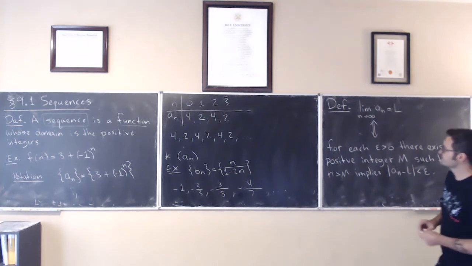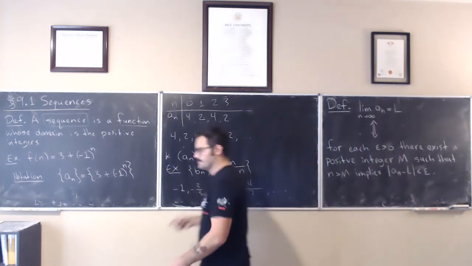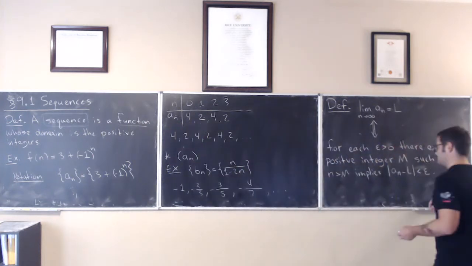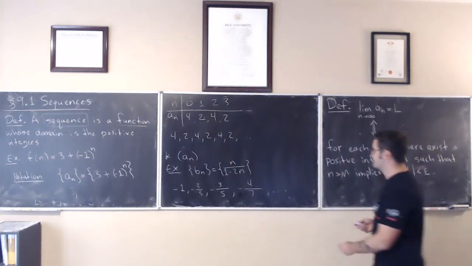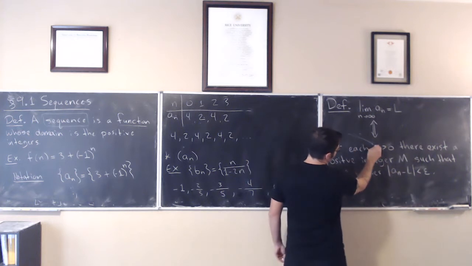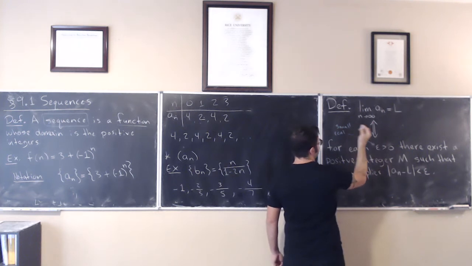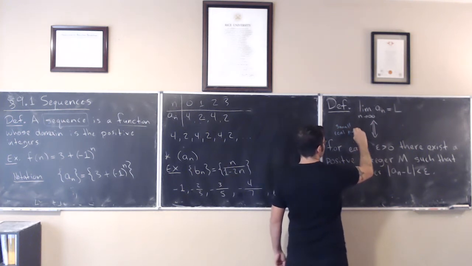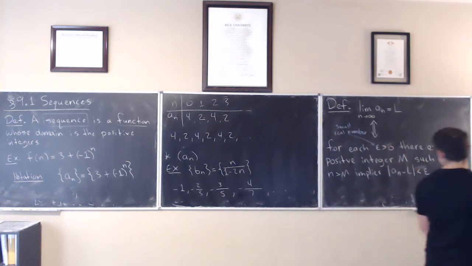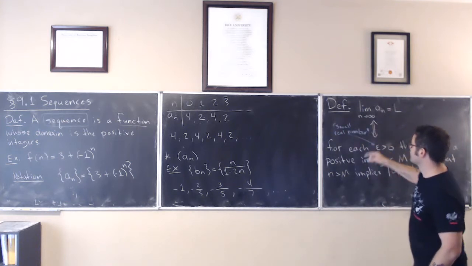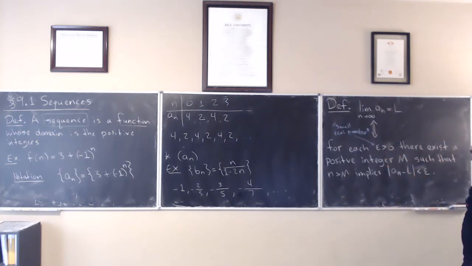Okay, so for each epsilon greater than 0, you should be used to it from Cal 2, but epsilon is just some real number. It's typically small, but again, this is for every real number greater than 0.